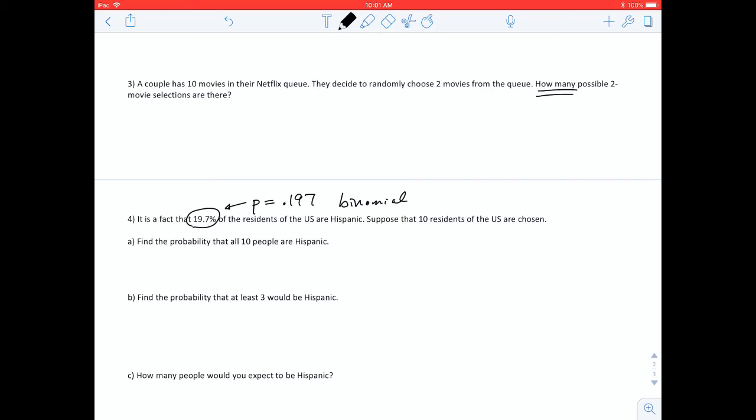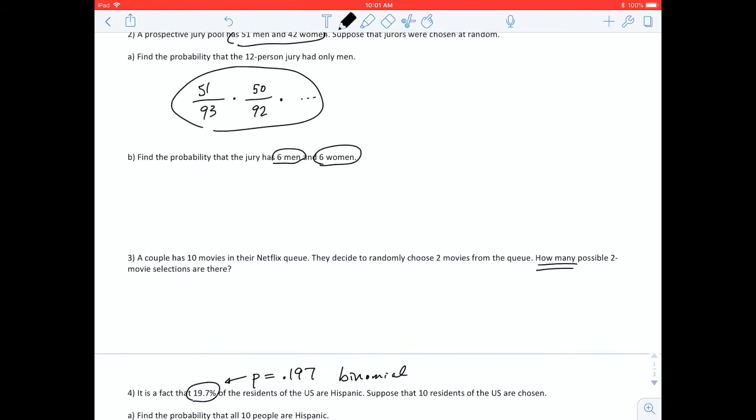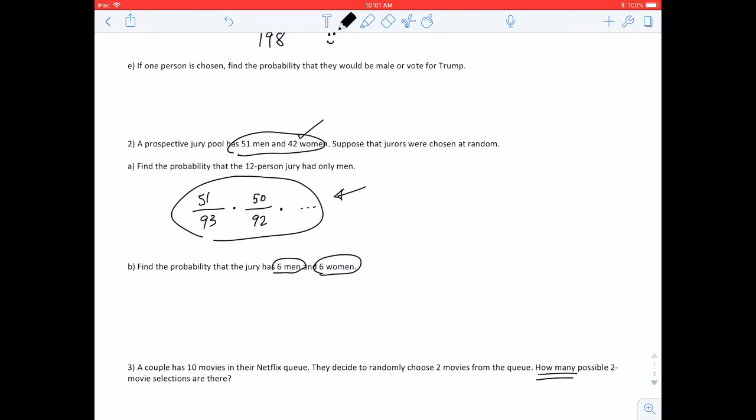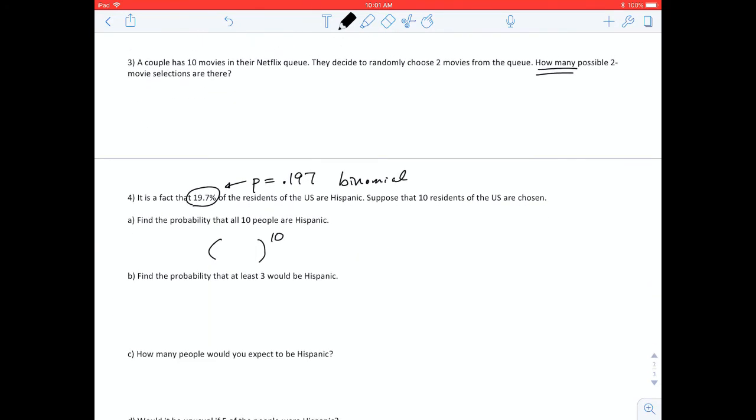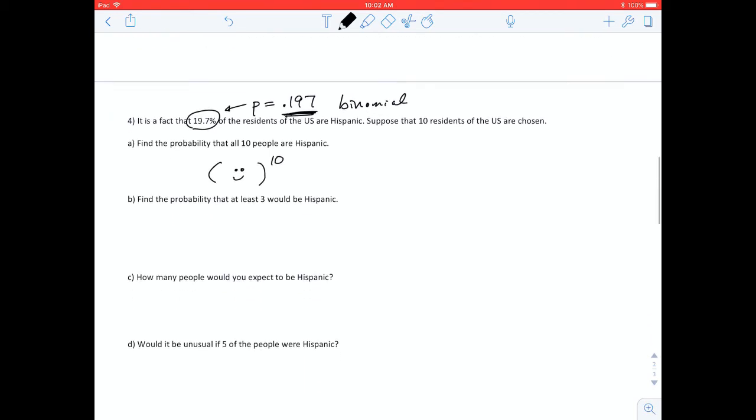So find the probability all 10 are Hispanic. Then you would take that decimal and raise it to the 10th. It's very similar to this problem right here, but with this one you have a number of people, so you use fractions and you count down. With this, when you choose one person to be Hispanic out of the whole United States, you're not going to change the percentage of people in the United States that are Hispanic. So you'll use 0.197 times 0.197, etc. But instead of writing that down 10 times, I'd rather just say, take that decimal and raise it to the 10th.